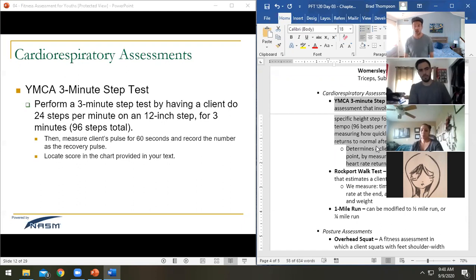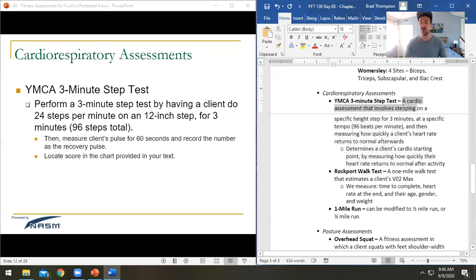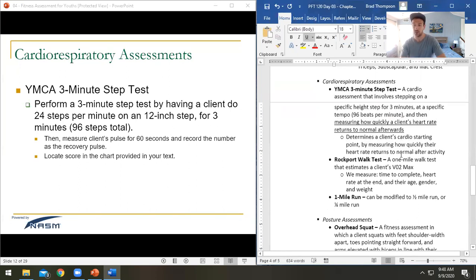teach it to you. So what it is, it's a cardio assessment that involves stepping on a specific height step for 3 minutes at a specific tempo of 96 beats per minute, and then measuring how quickly your heart rate returns to normal afterwards. That actually is the important part. So you need to measure how the heart rate goes back to normal after the 3-minute step test.